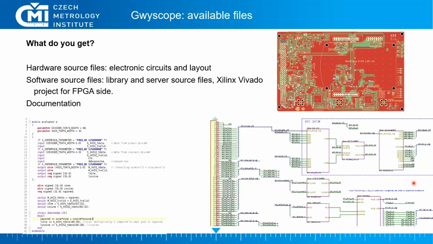So what does it mean that it's open source? You get all the files. You get the hardware source files, like all the electronic circuits and the layouts. You get the software source files. On the RedPitaya board, there is a server running doing all the work, which also uses a library that is used to run the stuff on the FPGA. You get all the source files, which are mostly C files, and the Xilinx Vivado project written in Verilog language for the FPGA side. And you get all the documentation.